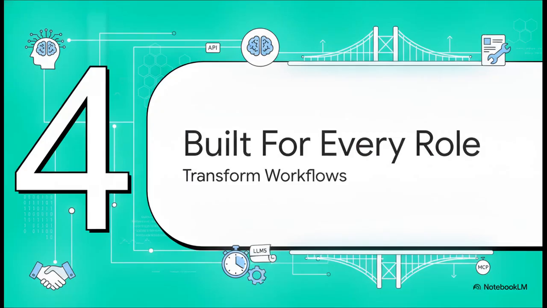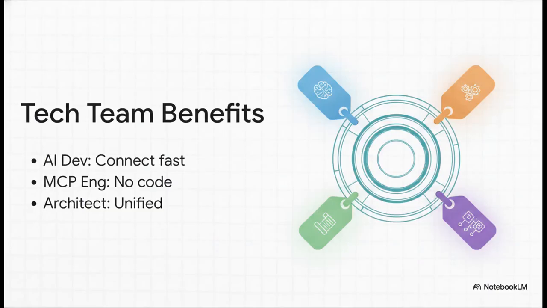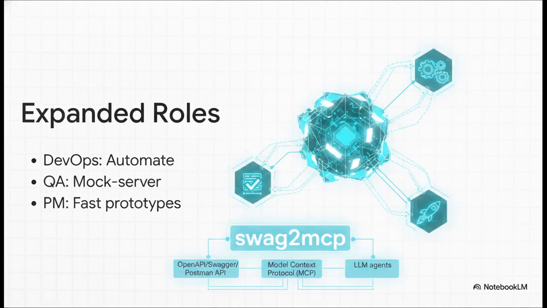Section 4. Built for every role in your team. Think about the immediate benefits across your entire organization here. For the AI agent developer, you can now connect any API in 2 minutes rather than 2 days. For the MCP engineer, you're writing zero handler code. Just point to the spec. For the architect, this provides a completely unified, clean integration layer for every LLM in the company. And for the data analyst, you finally have natural language access to complex APIs without needing to write a single line of Python. And the momentum just keeps going.